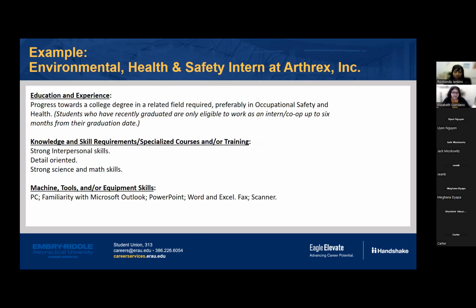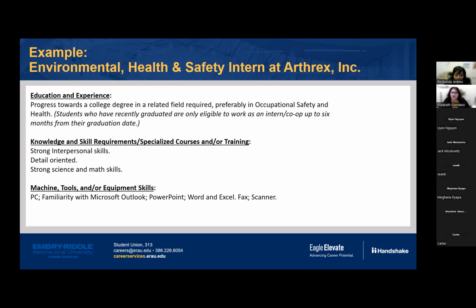And then again, as long as you're getting a degree in safety, occupational safety, aerospace and occupational safety, is that it? There's so many safeties I'm forgetting, but again, make sure you really are in the right area. Again, detail oriented, that's a big one that comes up. Science and math skills, and it just says machine tools, equipment, PC. Okay, familiar with Microsoft Outlook, PowerPoint, Word, Excel. Again, that should be under your skills section.